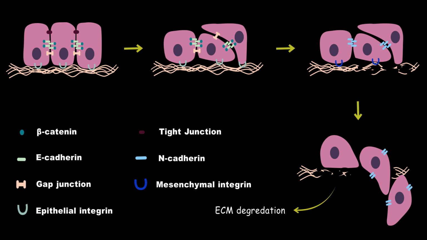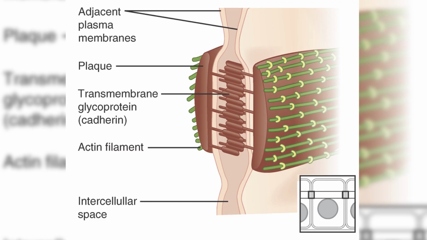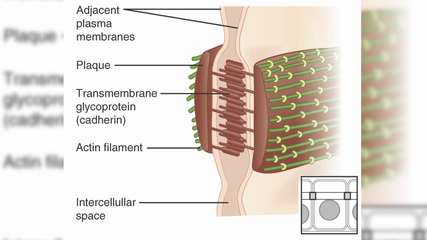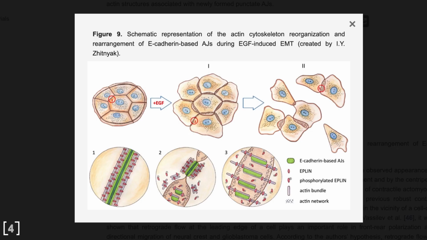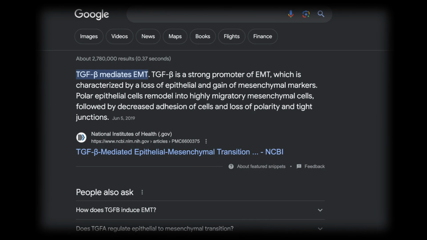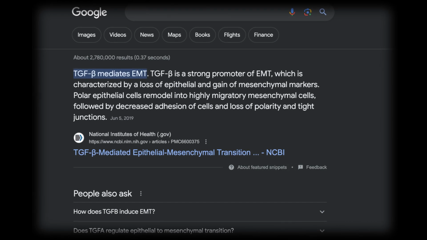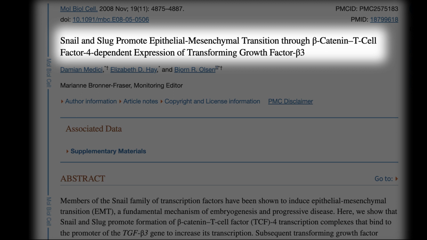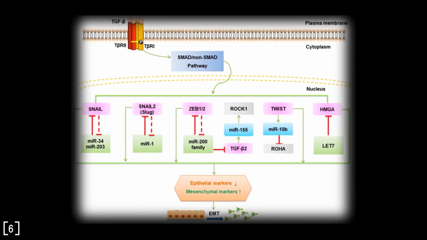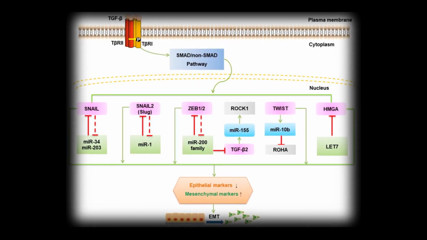One of the earliest events is the downregulation of epithelial adhesion molecules like E-cadherin. This protein is normally involved in calcium-dependent binding between neighboring epithelial cells. At the same time, the actin cytoskeleton undergoes remodeling to increase cell mobility, which completely changes the shape of the cells. One key signaling pathway is transforming growth factor beta, which is a major inducer of EMT. TGF-beta activates SMAD proteins that then bind to and induce Snail, Slug, and Twist expression. These are considered master regulators of EMT as they can directly repress E-cadherin.